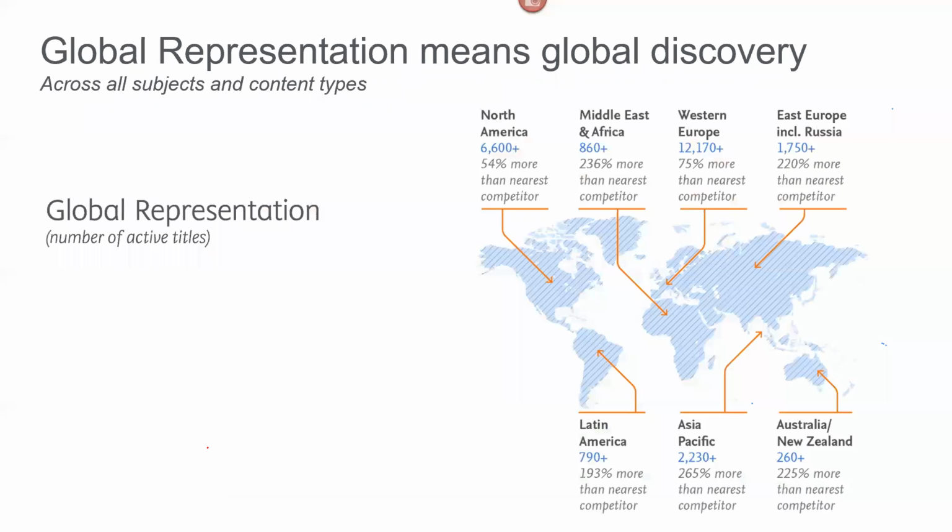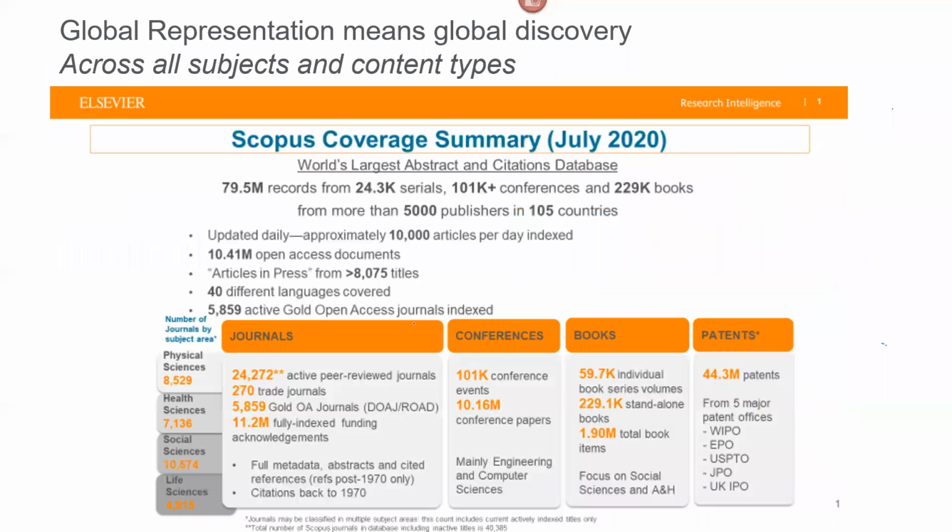The global representation of Scopus, as you can see, shows different numbers in different regions. In our region, Middle East and Africa, we have more than 860 titles, 236 more than our nearest database, and you can see the other regions as well. For Scopus coverage, up to July this year we have reached 79.5 million records, and in September we are going to reach 80 million records.